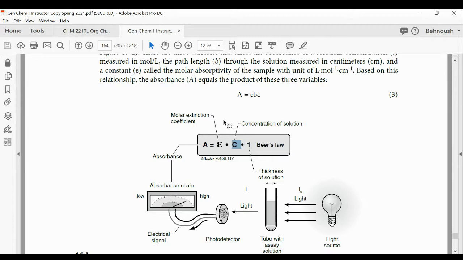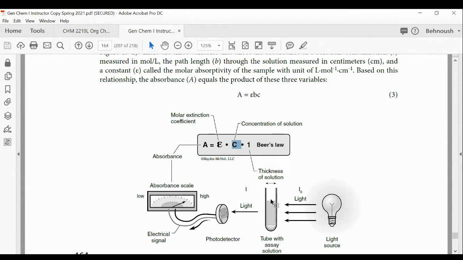Absorption is directly related to the concentration. The higher the concentration, the higher the absorption. I hope that, repeating that so many times, it's clear, and if it's not, please let me know. So this is Beer's law.